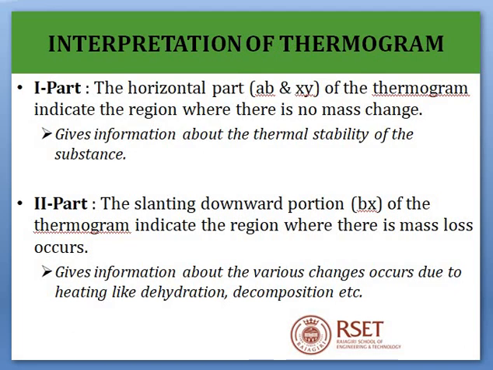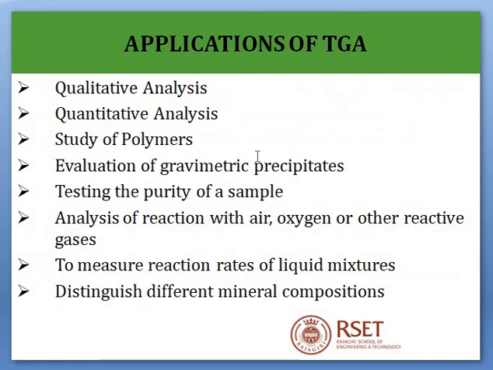Then what are the interpretations from this? You are having two portions. One is the horizontal portion, the other one is the slanting downward portion. The slanting downward portion is the region where the reaction takes place, and the horizontal portion is the region where it shows the thermal stability.